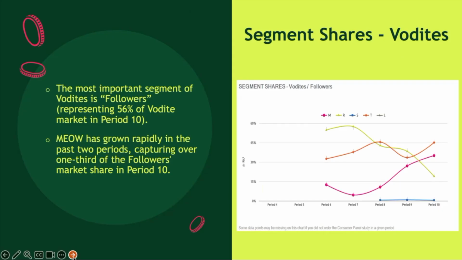And for the Waldet segment, we can see that the most important segment is the Followers. It represents 56% of the world market in period 10 and shows a growing trend. And our product Miao has grown rapidly in the past 2 periods. You can see from the picture that it captures over 1/3 of the Followers market in period 10.